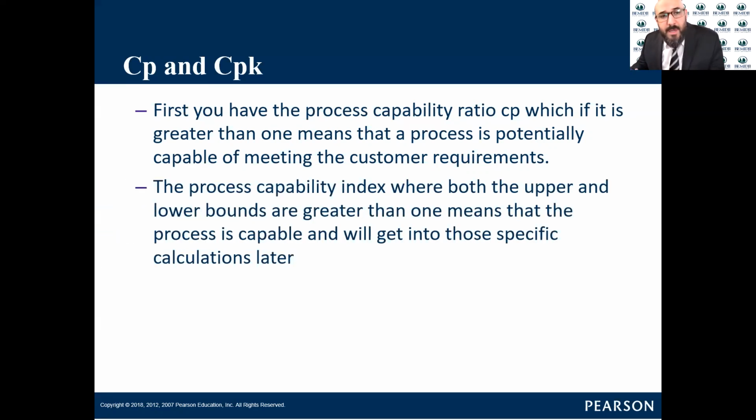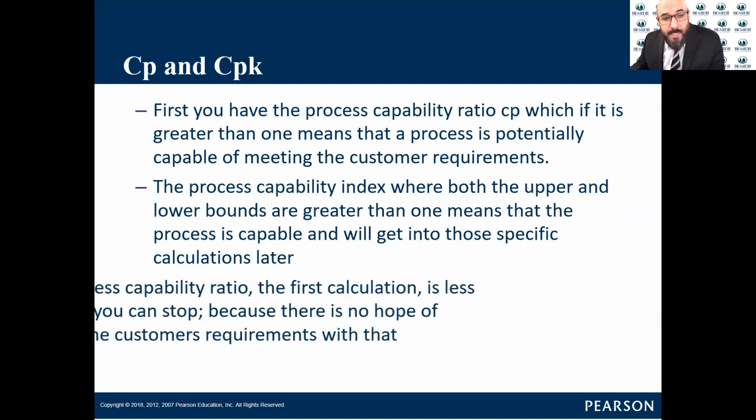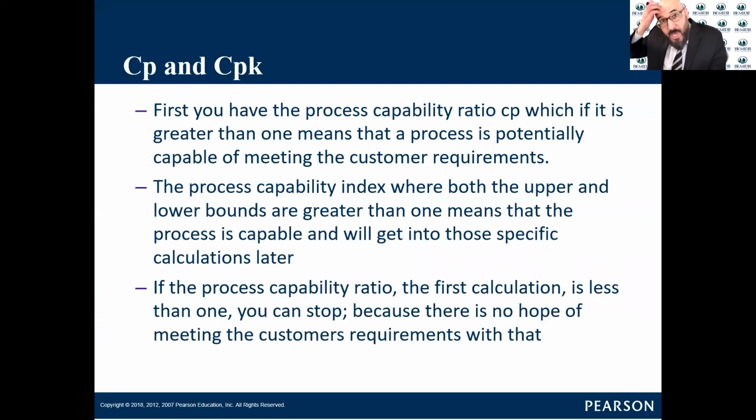And then we'll do the process capability index. So the first one is the capability ratio, the CP, and the capability index is the CPK. And we do the calculation for the upper and lower bounds. And if these are both greater than one, then the process is capable and will be able to meet the customer needs. Of course, these are the calculations that we need to focus on, but I want to mention it to you ahead of time so you know exactly what we're talking about.